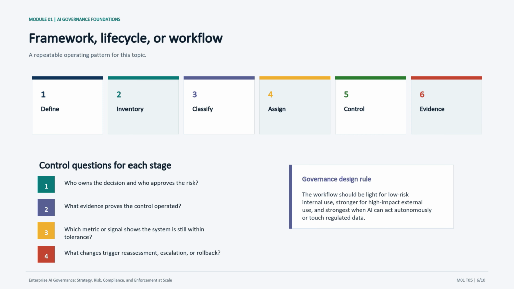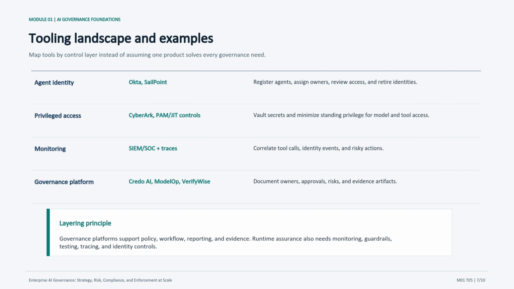every layer of governance. Tooling is often where enterprise AI governance conversations get blurry, so I would frame this slide carefully. We are mapping tools by control layer, not shopping for a single magic product. For this topic, the main tool categories include agent identity using Okta, SailPoint, privilege access using CyberArk, PAM/JIT controls, and monitoring using SIEM/SOC plus traces. The point is to show how governance platforms, monitoring, guardrails, testing, tracing, and identity controls play different roles.